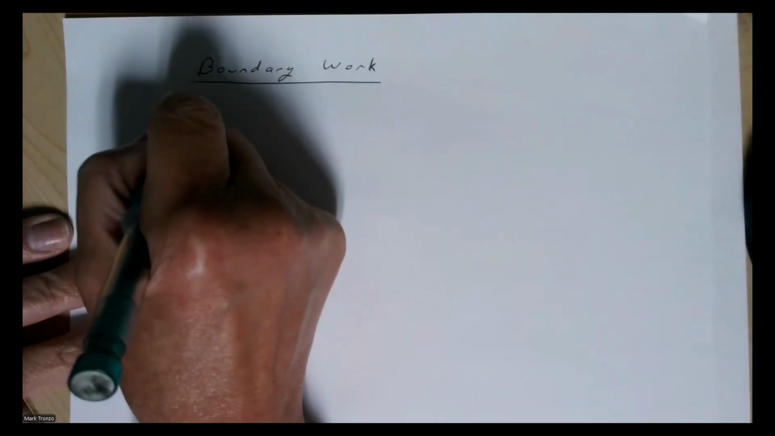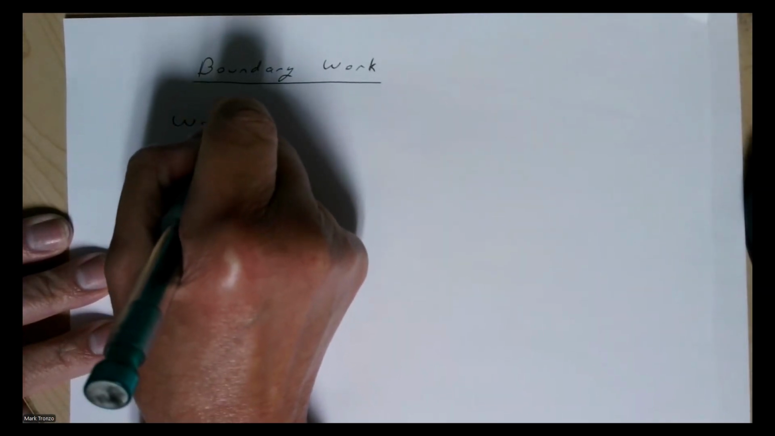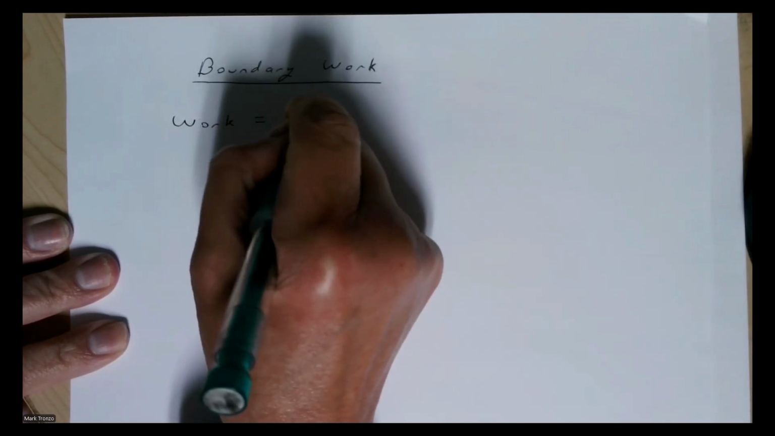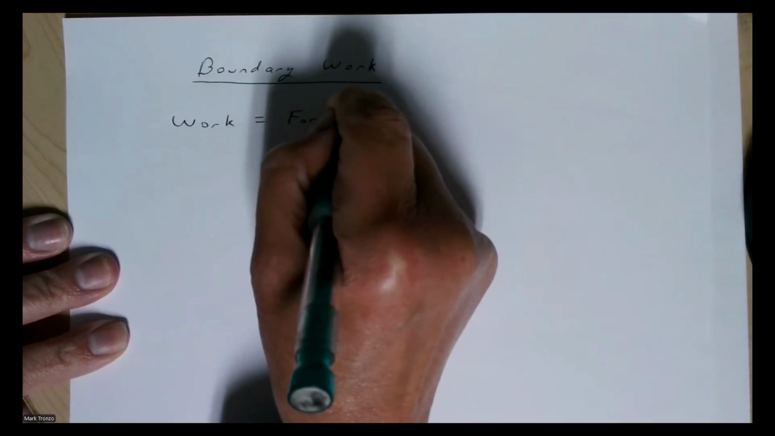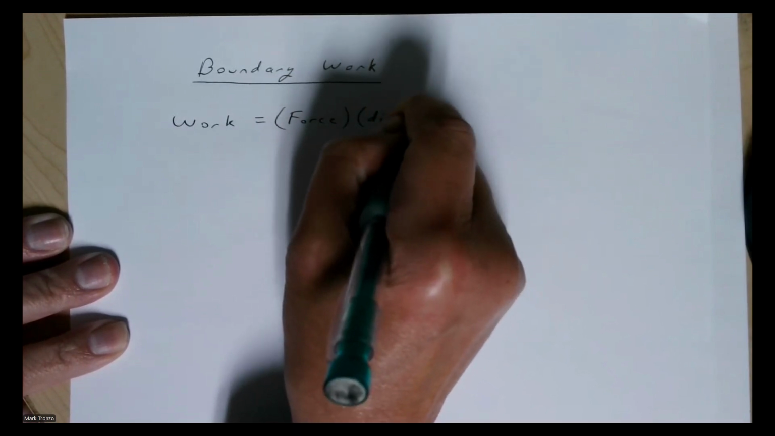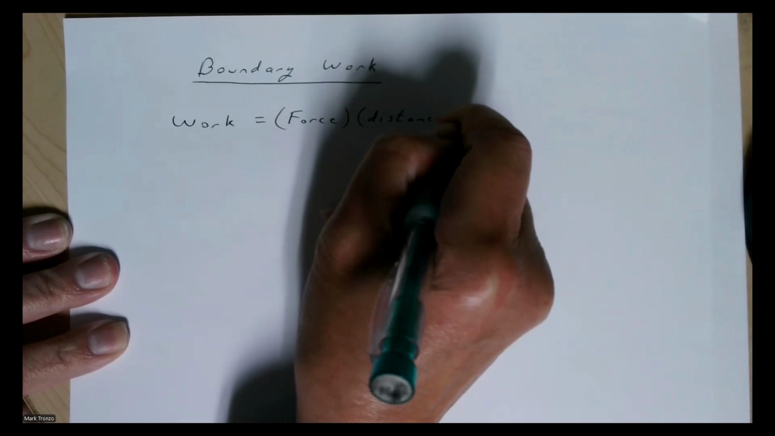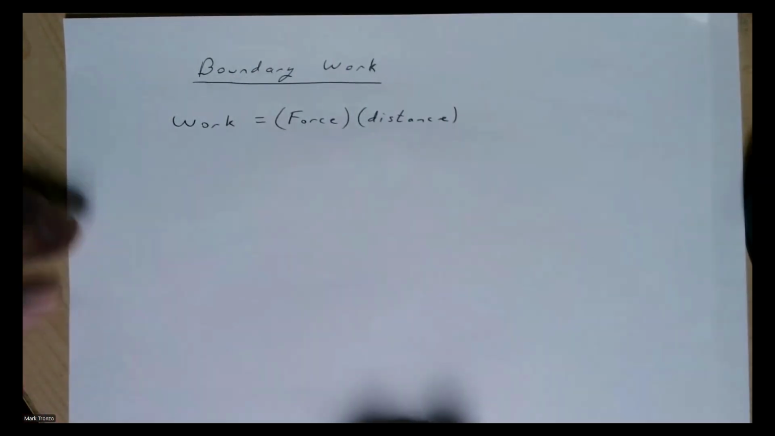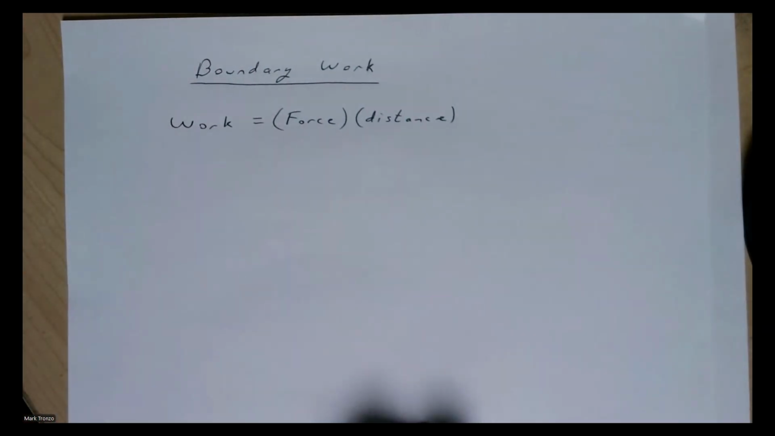In this video, we're going to talk about boundary work. Generally, boundary work means work done on or by a piston, at least in our context. Normally, work is force times distance. Usually that's what you have in physics: you have a force applied and it moves over a certain distance, and that is equal to work.